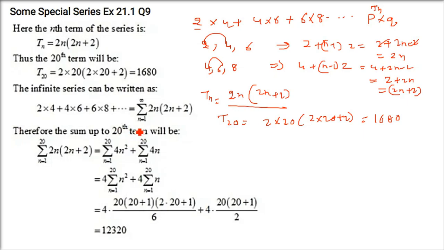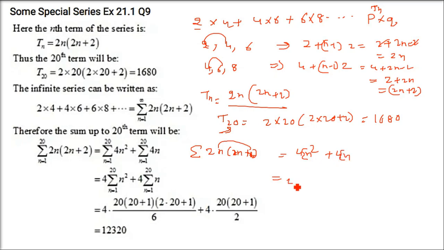N, that is n is 20. So let us take the sigma or summation version. We already have the nth term, 2n into 2n plus 2. Multiply them, so that will be 4n square plus 4n, and then you take sigma.